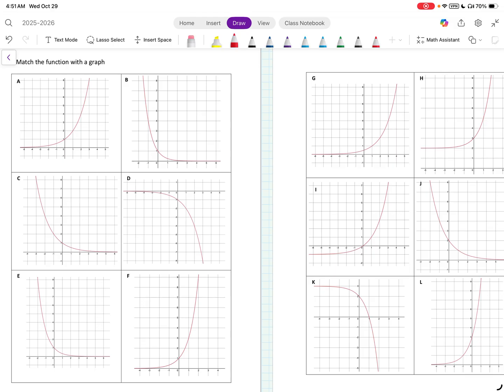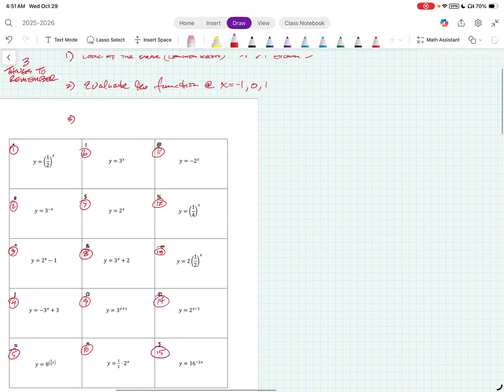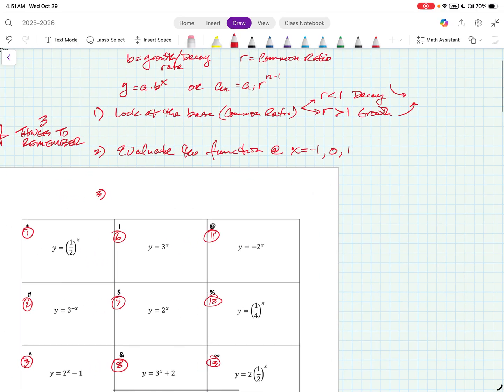Or like B and C, they're both decay functions, but notice that they contain different points. They have a slightly different curvature. So how do you tell? Well, you evaluate the function. That's the second thing we need to do. We need to evaluate the function at -1, 0, and 1, which shouldn't be that hard to do.